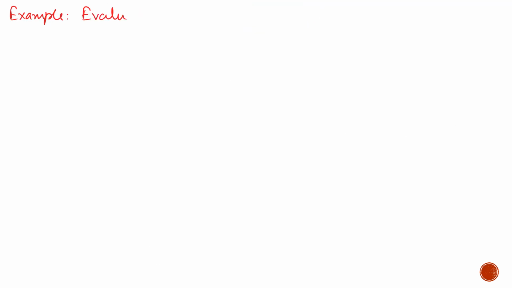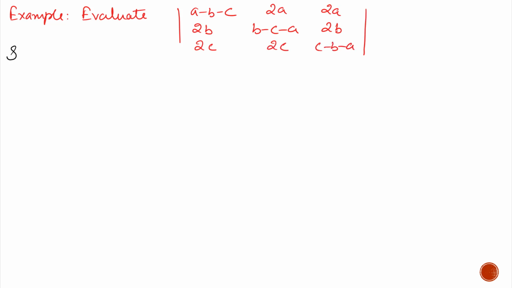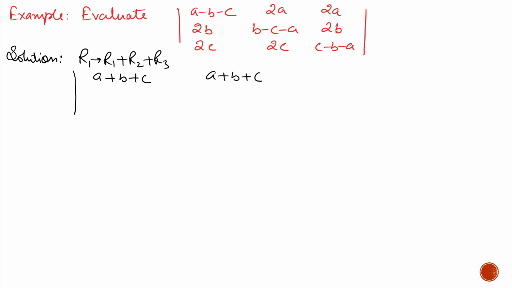Last example. Expand using properties. Determinant with the first row elements a minus b minus c, 2a, 2a. Second row elements 2b, b minus c minus a, 2b. And the third row elements 2c, 2c, c minus a minus b. First we add all three rows and we'll say R1 replaced by R1 plus R2 plus R3. So in the first row we'll get a plus b plus c, a plus b plus c, a plus b plus c, and the remaining two rows remain same.